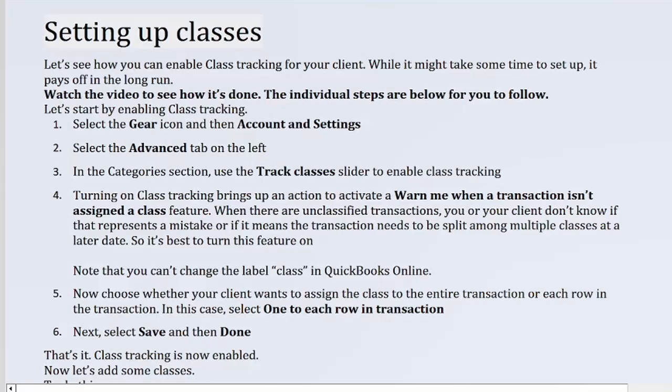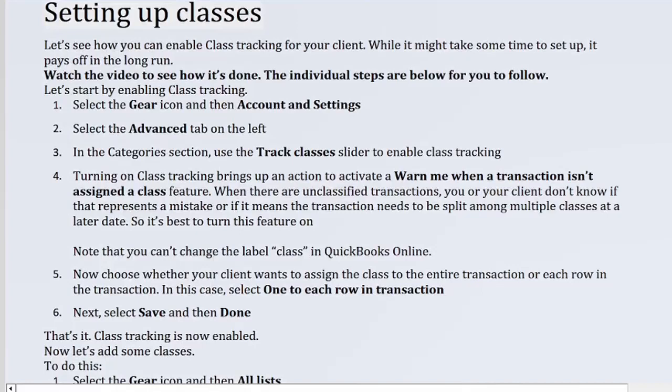Turning on class tracking brings up an option to activate a feature that warns you when a transaction isn't assigned a class. When there are unclassified transactions, you or your client don't know if that represents a mistake or if it means the transaction needs to be split among multiple classes at a later date. So it's best to turn this feature on. Note that you can't change the label, class, in QuickBooks Online.